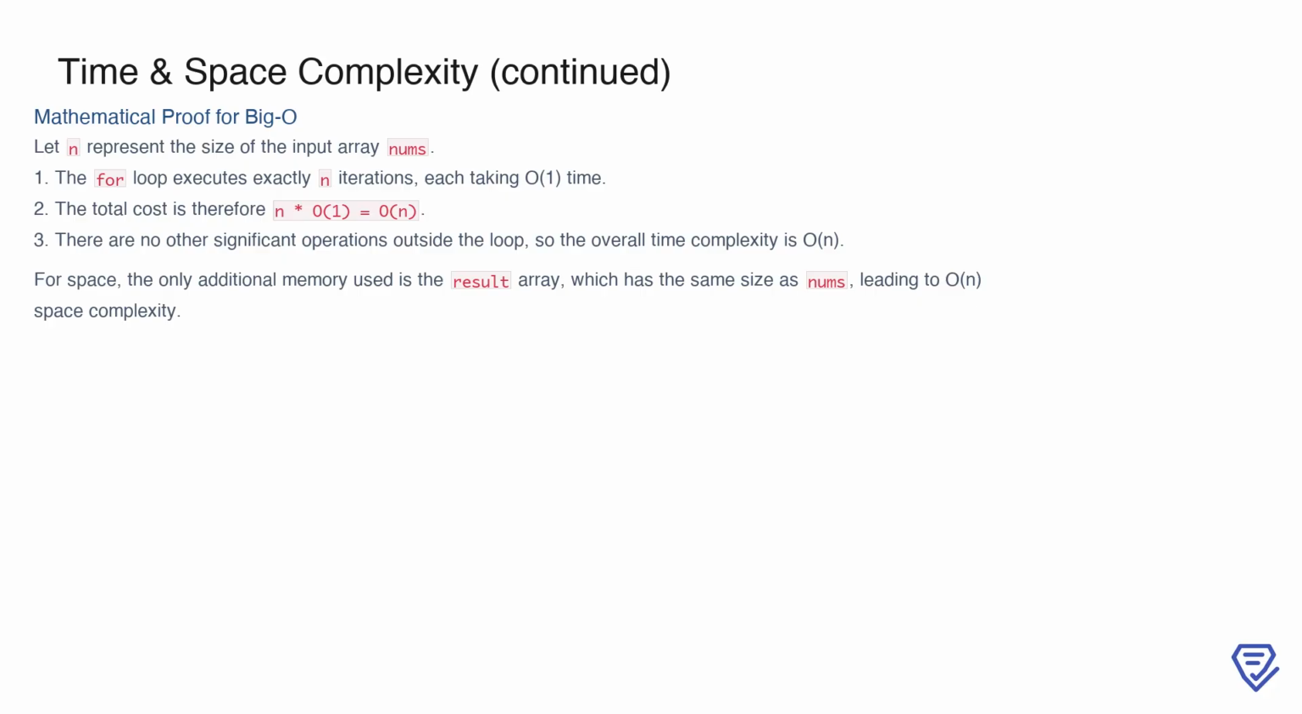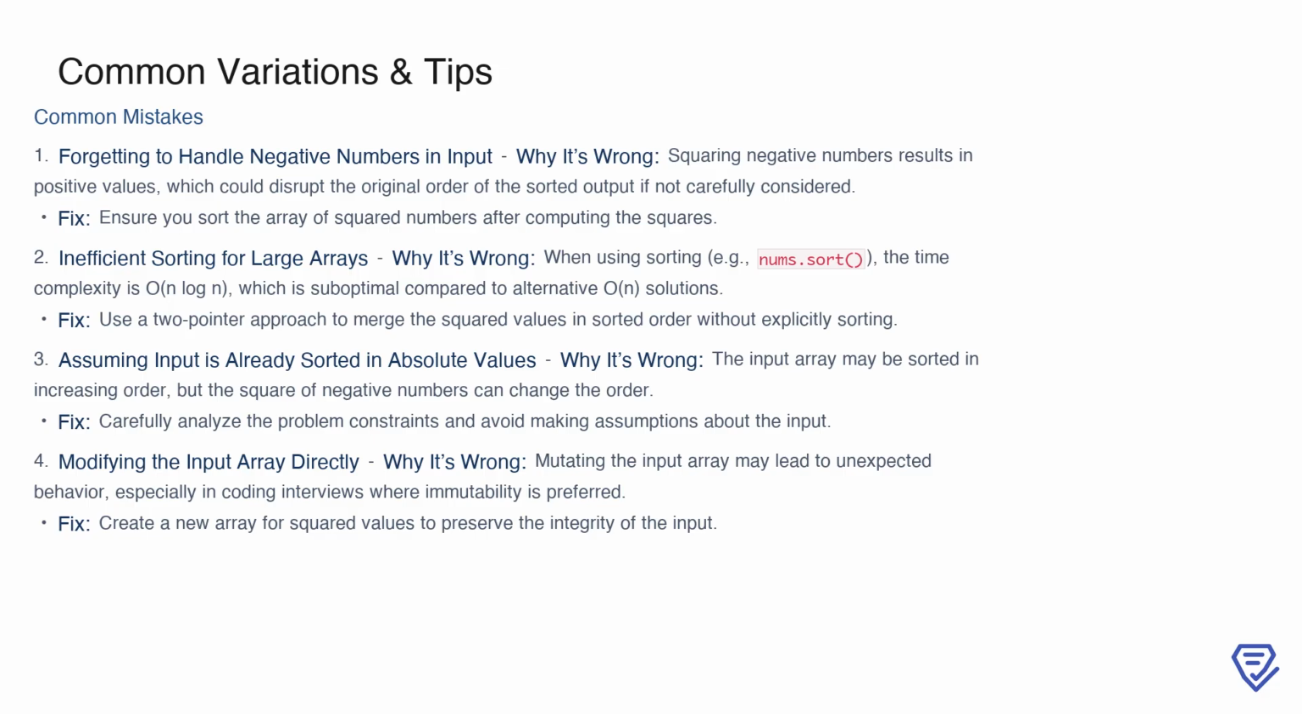The auxiliary variables require only O(1) space, so they don't affect the overall complexity. This confirms that the algorithm operates with a time complexity of O(n) and a space complexity of O(n). When solving this problem, there are some common mistakes to watch out for.